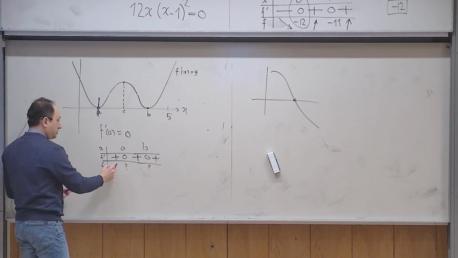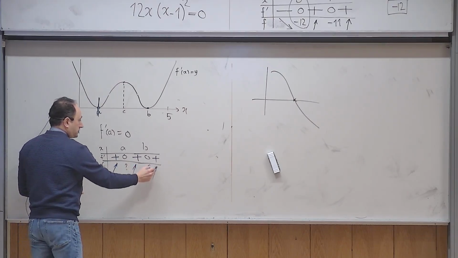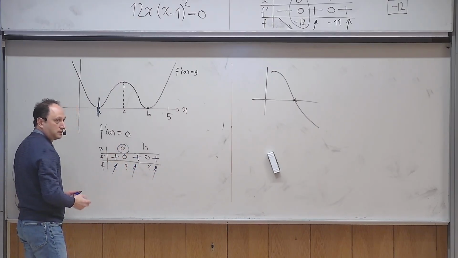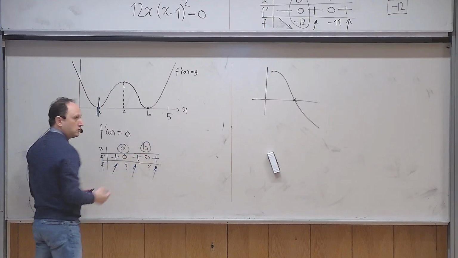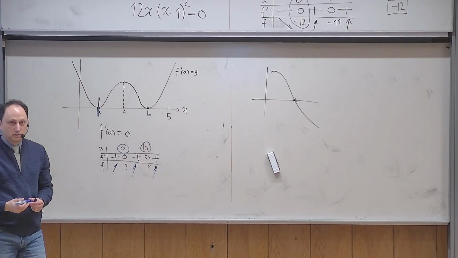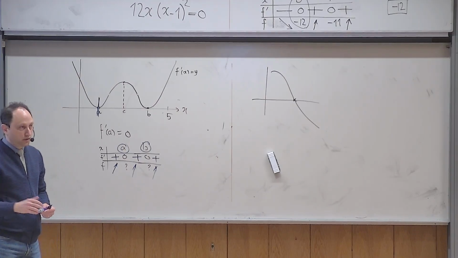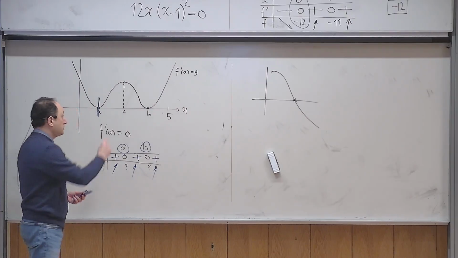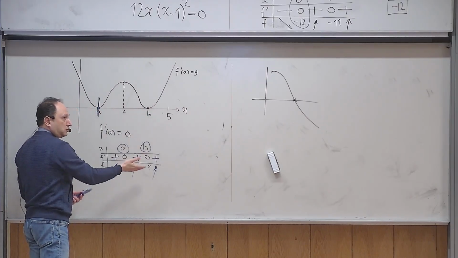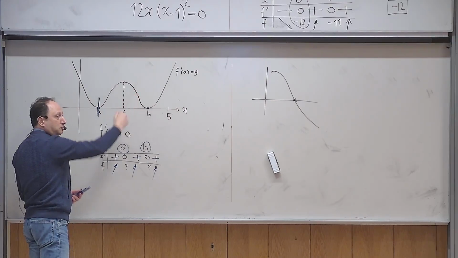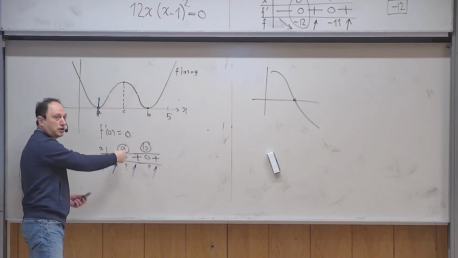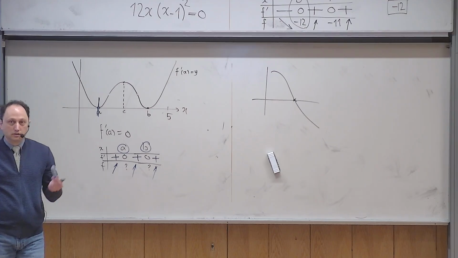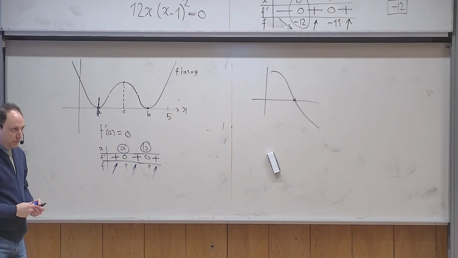So none of them are local minimum or maximum points. This is positive, this is positive, this is positive. So this point is a terrace point. This point is also a terrace point. So how many terrace points are there? 2 terrace points we have. Okay? So these are local minimum points for the derivative, but for the original function, they are not minimum points. They are terrace points. Okay?